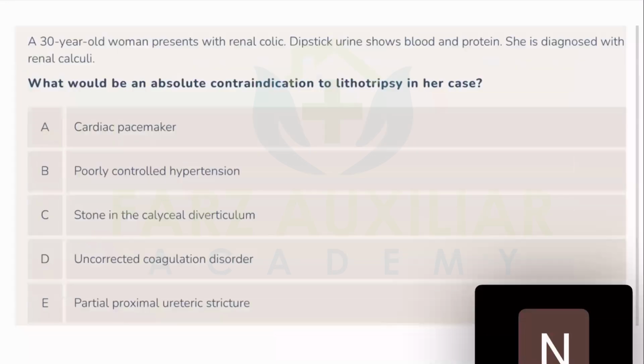A 30-year-old woman presents with renal colic, dipstick urine shows blood and protein. She is diagnosed with renal calculi. What would be the absolute contraindication to lithotripsy in her case? Straightforward question. Just 30 seconds, and I think everybody knows the answer here.